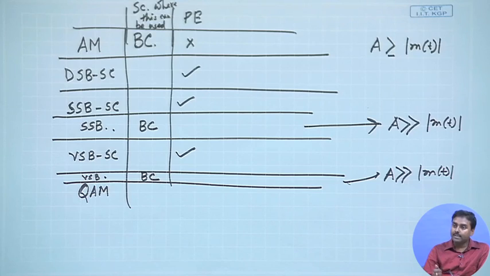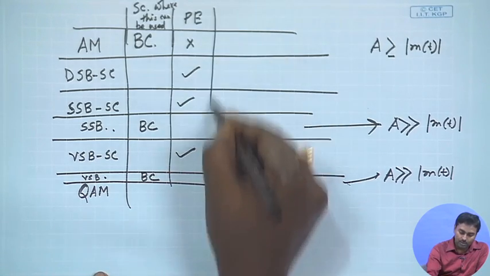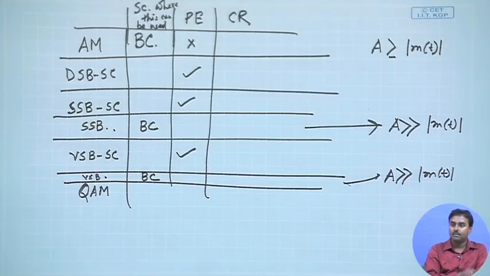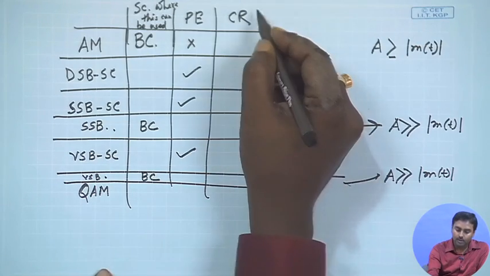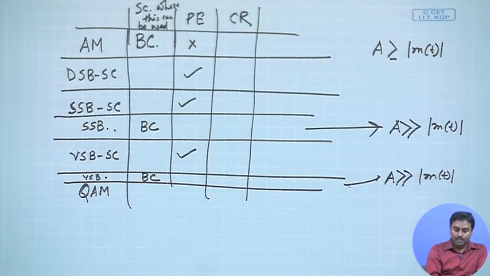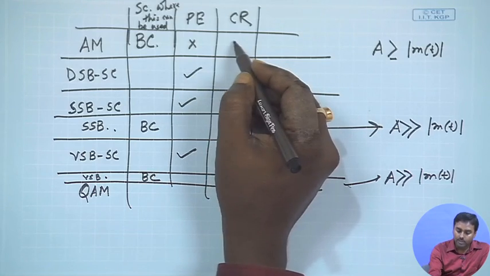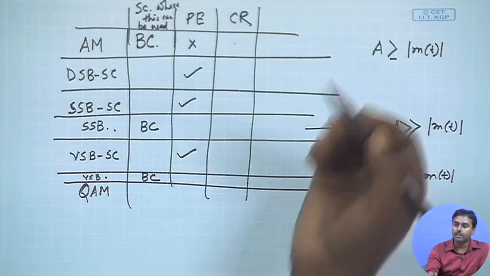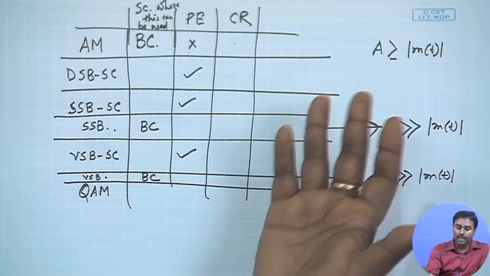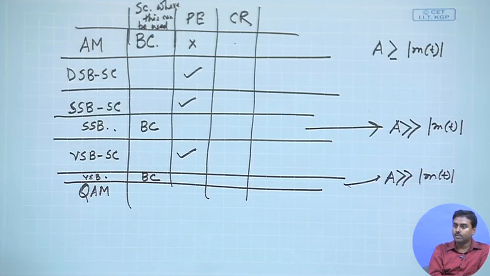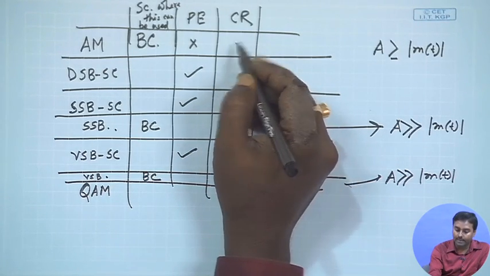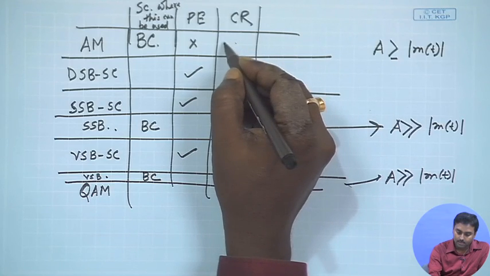We have also proven another thing, which is called carrier recovery. Can we do carrier recovery or not? This one actually does not require carrier recovery, because I am doing amplitude modulation, so carrier recovery is not required. The carrier is already inbuilt. I can just put a diode, and we have demonstrated that it acts as if the carrier is already there and we are demodulating it. So I can say not required.